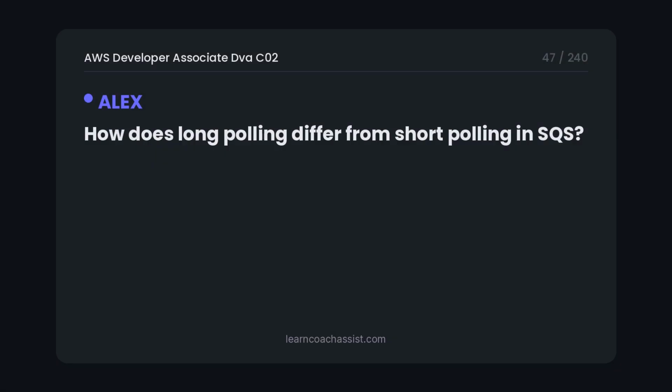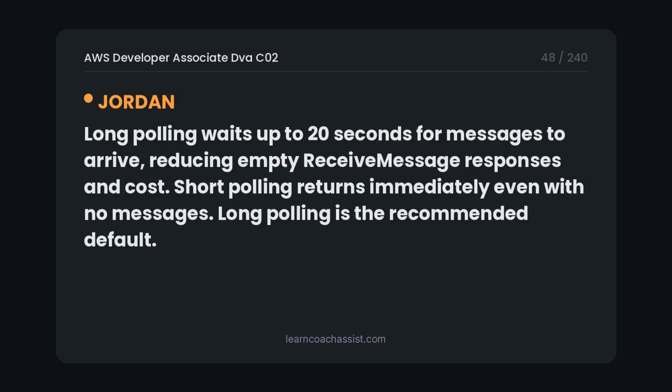How does long polling differ from short polling in SQS? Long polling waits up to 20 seconds for messages to arrive, reducing empty receive message responses and cost. Short polling returns immediately even with no messages. Long polling is the recommended default.